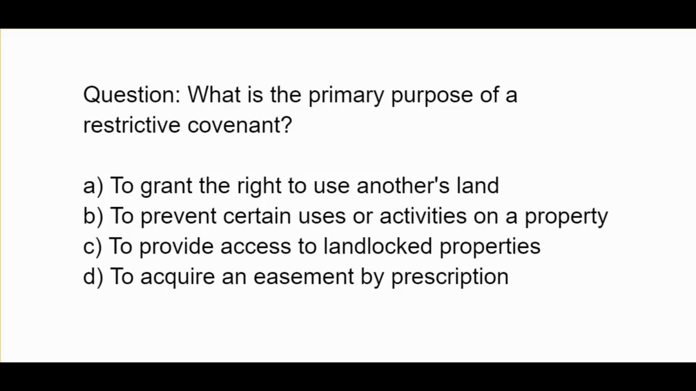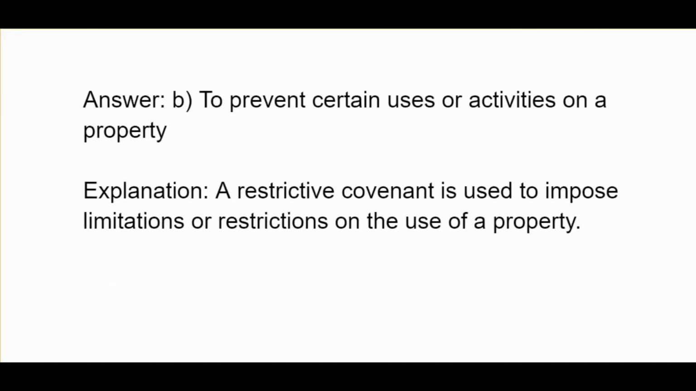What is the primary purpose of a restrictive covenant? A. To grant the right to use another's land. B. To prevent certain uses or activities on a property. C. To provide access to landlocked properties. D. To acquire an easement by prescription. B. To prevent certain uses or activities on a property. A restrictive covenant is used to impose limitations or restrictions on the use of a property.